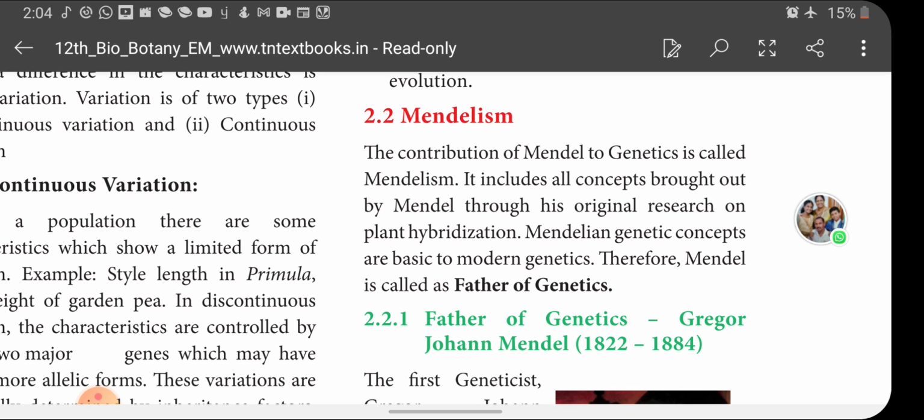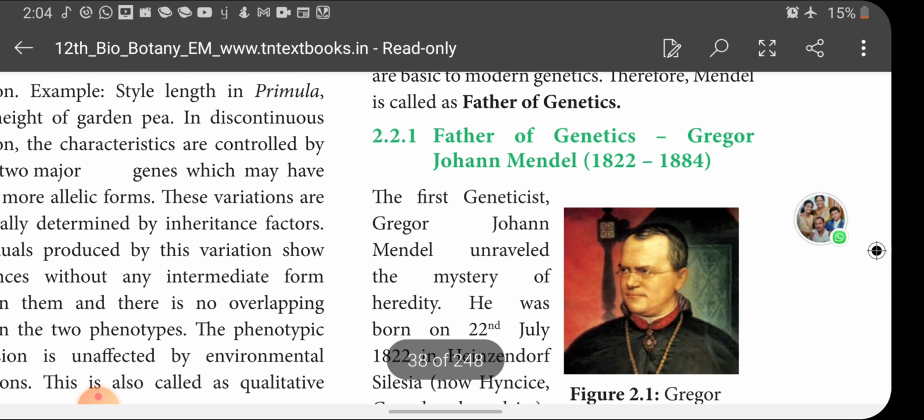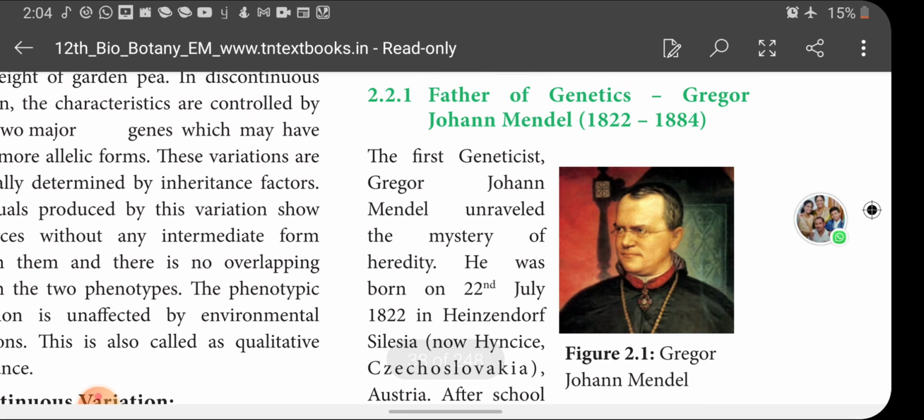The contribution of Mendel to genetics is called Mendelism. It includes all concepts brought about by Mendel through his original research on plant hybridization. Hybridization, you know very well, is crossing of two different species. Mendelian genetic concepts are basic to modern genetics. Therefore, Mendel is called the father of genetics, Gregor Johann Mendel.